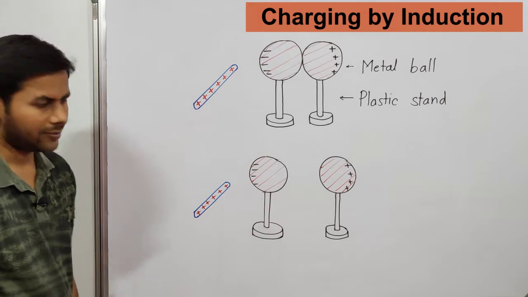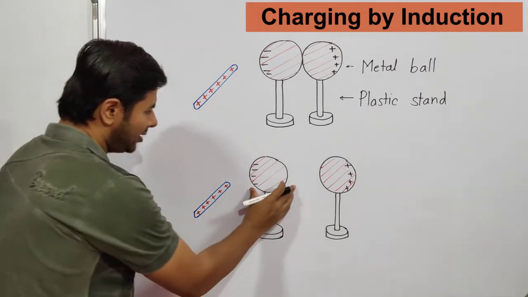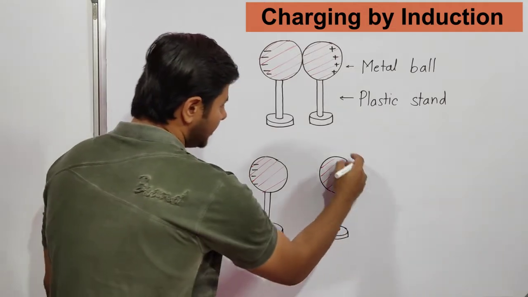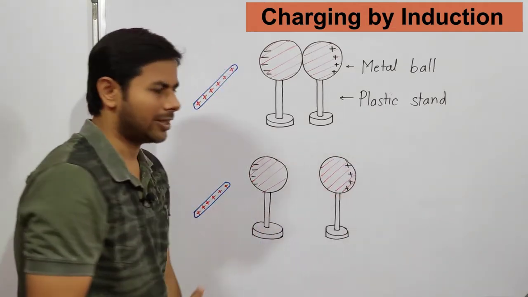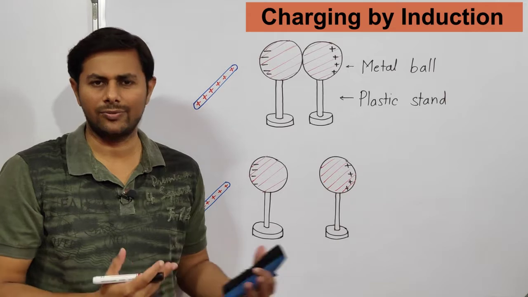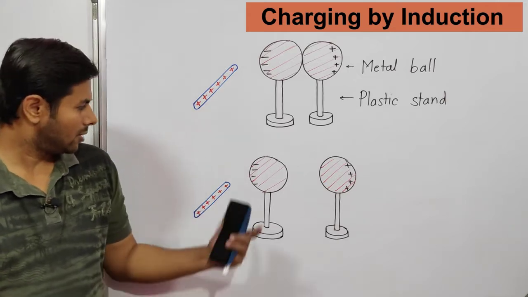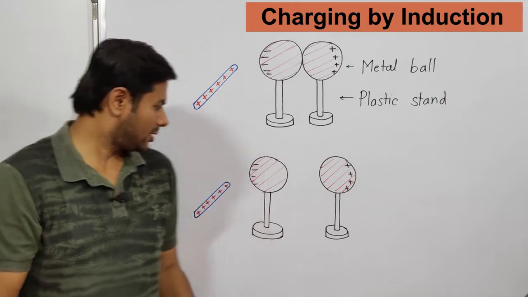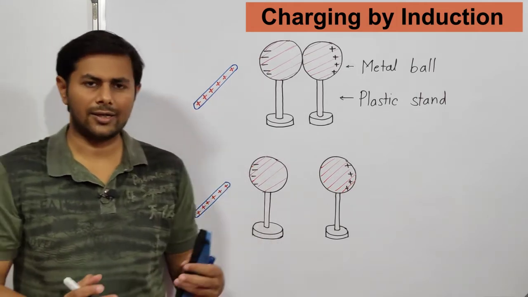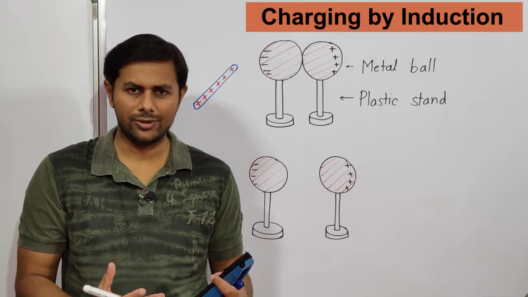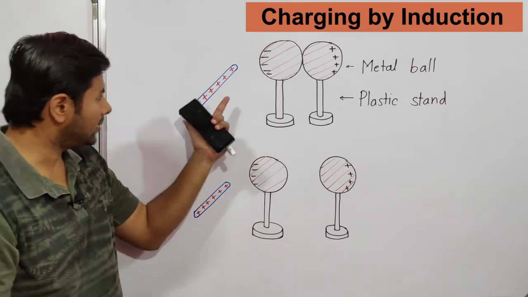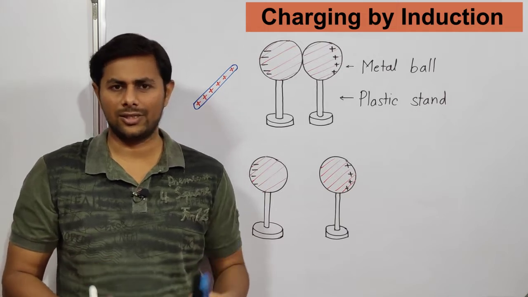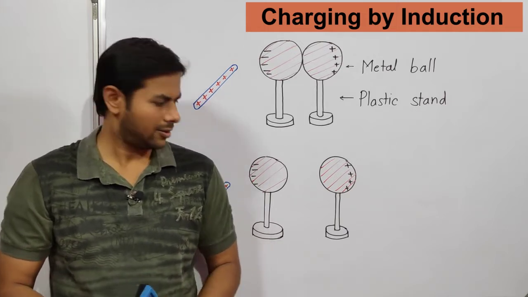by the glass rod, and therefore now the first metal ball is negatively charged and the second metal ball has lack of electrons, and therefore it is positively charged. So earlier both the metal balls were uncharged. These charges are created or they are induced when we bring this glass rod close to the metal balls, and that's why this method of charging is called charging by induction.